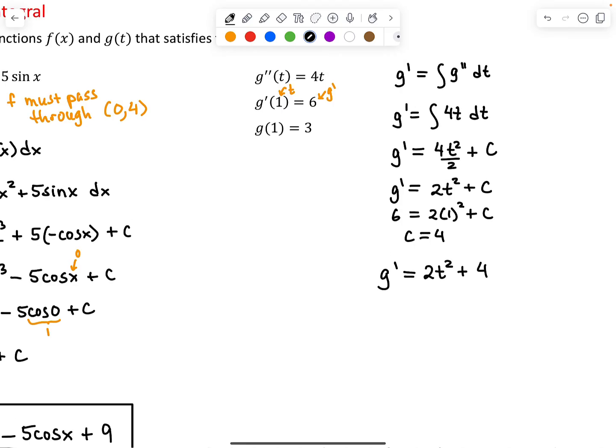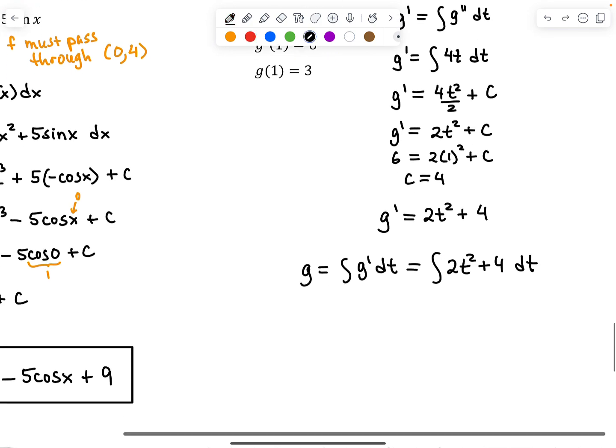Now we want to do another antiderivative. So g itself will be the integral of g prime dt. So in this case, we're going to integrate 2t squared plus 4 dt. Now often, you can think of the integral sign and the differential as acting as implied parentheses around the integrand. A little more formal to put the integrand in parentheses like this, and informal to leave them off. But just remember that this dt is actually multiplying to the entire integrand, not just to the 4.